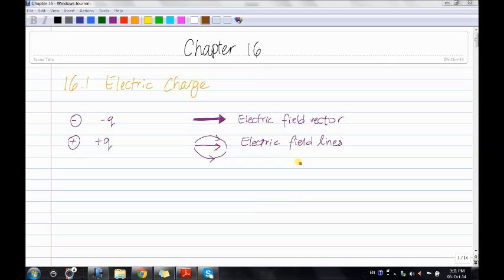Okay, today I'll be explaining two sections from chapter 16: the first lesson, electric charge, and the second lesson, electric force. So let's start first of all with section 1, 16.1, electric charge.